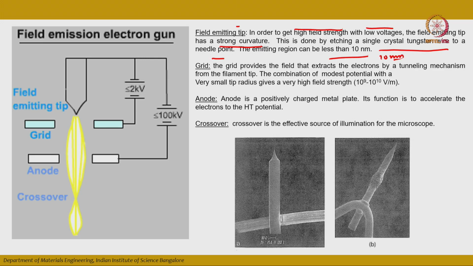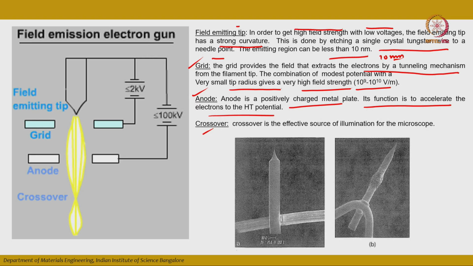Okay. The grid, similarly, will be there. There is an anode, there is a crossover. The grid provides the field that extracts the electrons by the tunneling mechanism, due to the generation of a high degree of electric field near the tip surface. Okay. So a very small tip radius gives a very high field strength. Anode is positively charged, as I told you, so that it can extract the electrons, and its function is to accelerate the electrons to a potential.